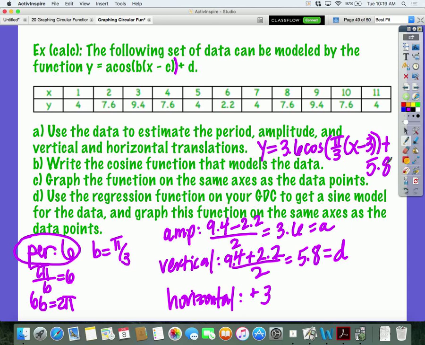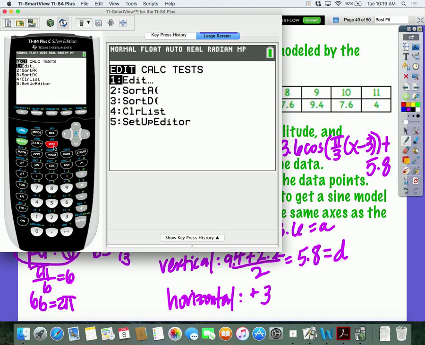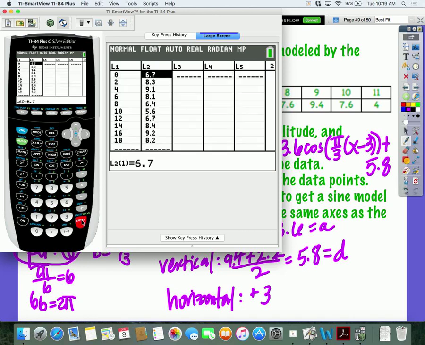Part D says use the regression function on your calculator to get a sine model for the data. So for here, you would do the same process we just did. You go to Stat, you go to Edit, and you would type in your data. How do I clear my data again? Go up to the L1, clear, and enter.